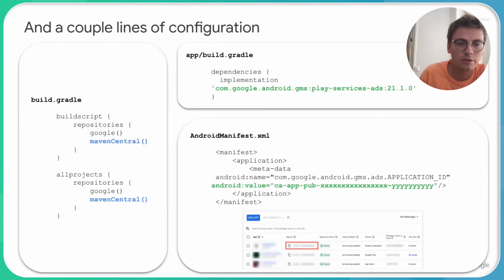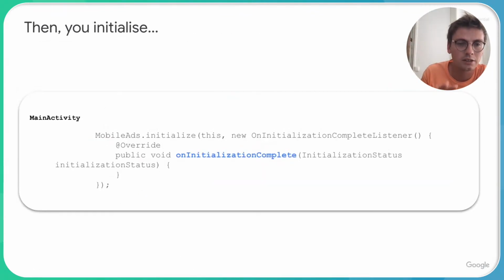So this was the configuration files. This is actual code that you need to write. It's basically telling our Mobile Ads SDK that you want it to initialize itself. It will make a call to our server and retrieve some configuration that you set up in AdMob, to make sure we are ready to process your ad requests later on.